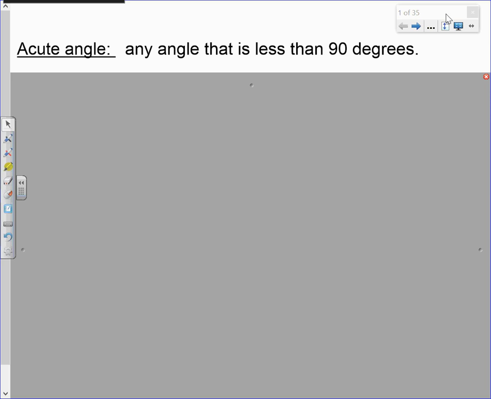So the first vocab word is a review word: acute angle. Going to write that down. Any angle that is less than 90 degrees. Acute angle.